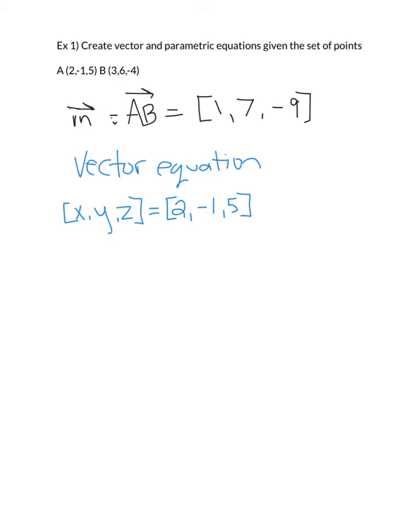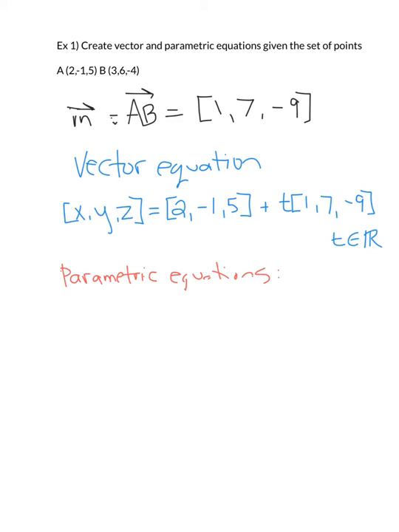So 2, -1, 5 plus t times the direction vector AB that I just found there. And again, we do need to say that t is an element of the reals. Once we have our vector equation, we know that we're basically done. The parametric equations are very easy to find once we have that vector equation.